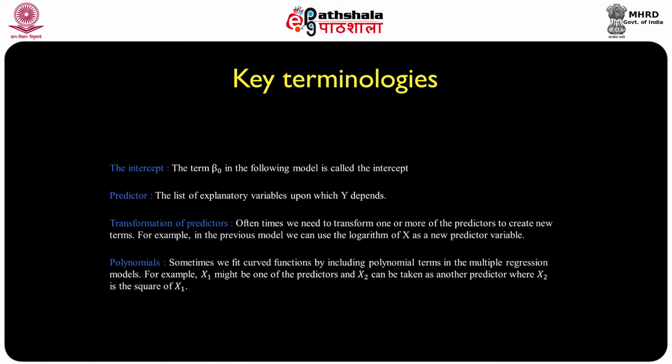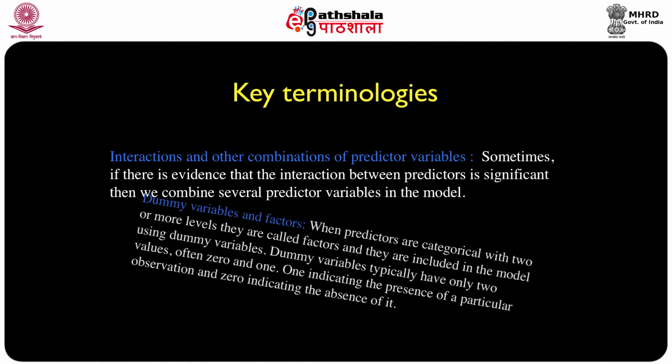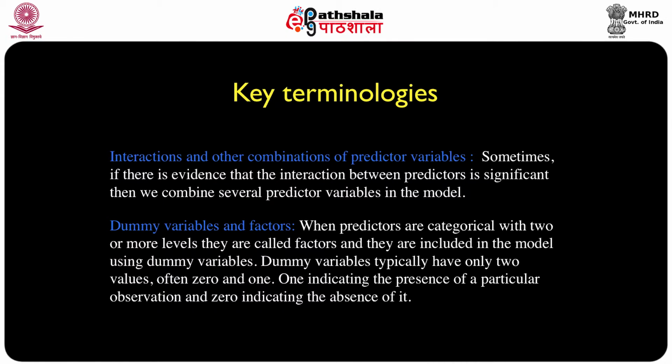For example, if we have two predictor variables x1 and x2 in a model, x1 might be one of the predictors and x2 can be the other predictor, where x2 is the square of x1. Hence, we can use the multiple linear regression model to fit polynomials. We have interactions and other combinations of predictor variables, sometimes included in the multiple regression model. If there is evidence that the interaction between predictors is significant, then we combine several predictor variables in the model to give us interaction terms.